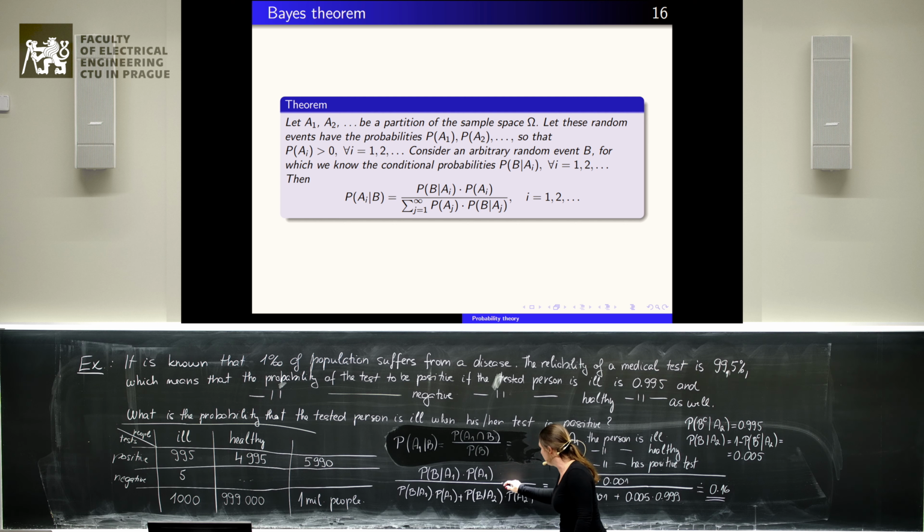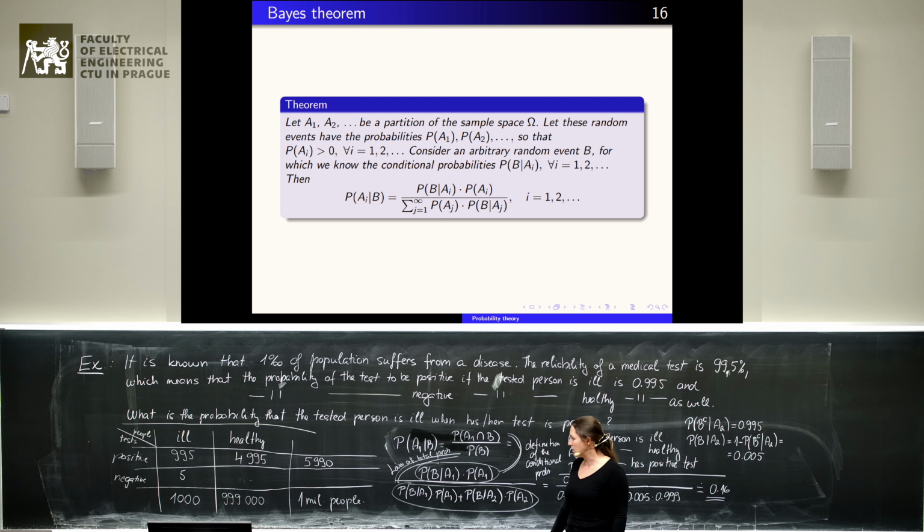But that's exactly the ratio here, because the denominator is equal to the probability of B from the law of total probability, and the numerator is equal to this intersection from the definition of the conditional probability. The probability of B conditionally on A1 is equal to this intersection over the probability of A1. So therefore this product is equal to this intersection.